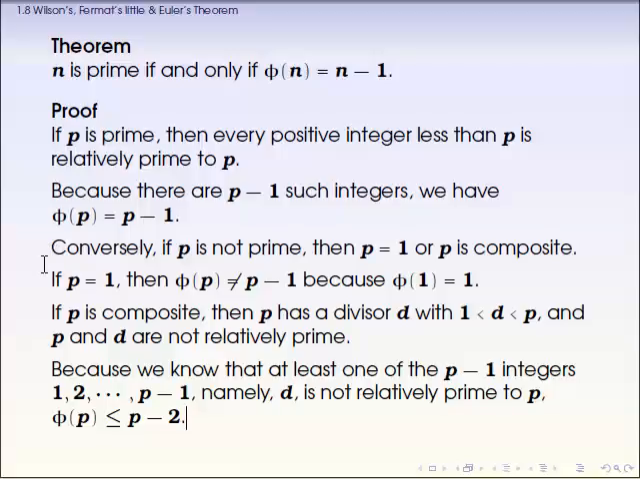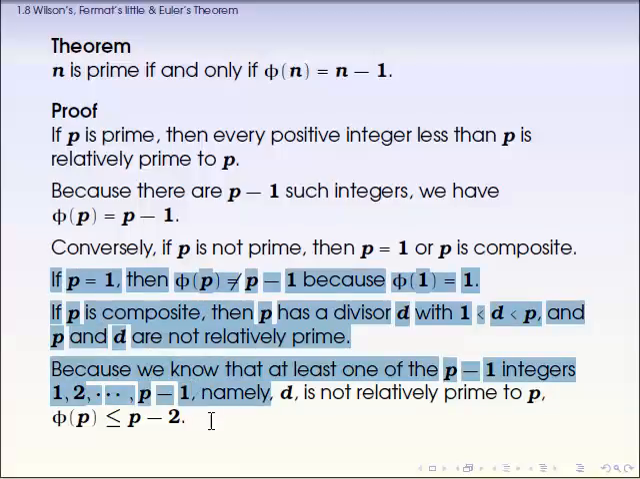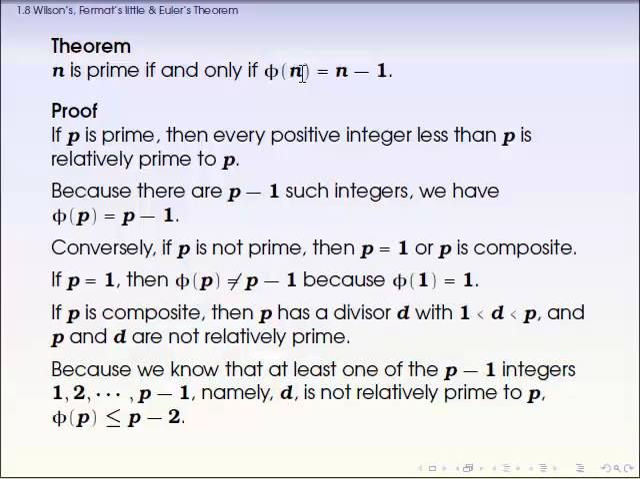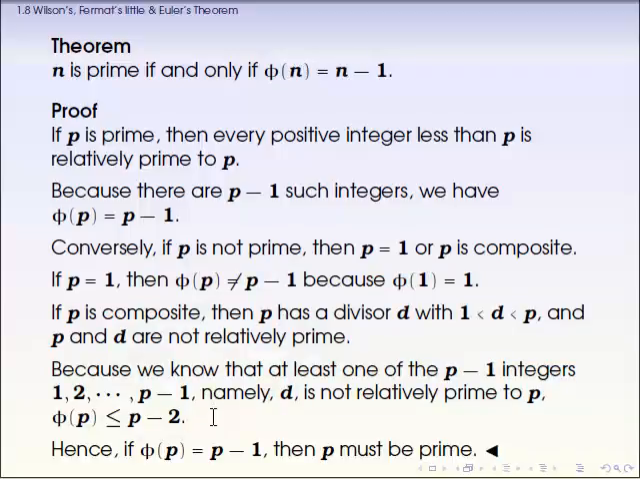So for both, no matter whether p is 1 or a composite number, it's clear that phi of p is not going to be p minus 1. So we can claim the contrapositive of it. So if phi of p is p minus 1, then p should be prime. So by that, we prove this direction of the statement. So from both this part and that part, we prove this theorem.